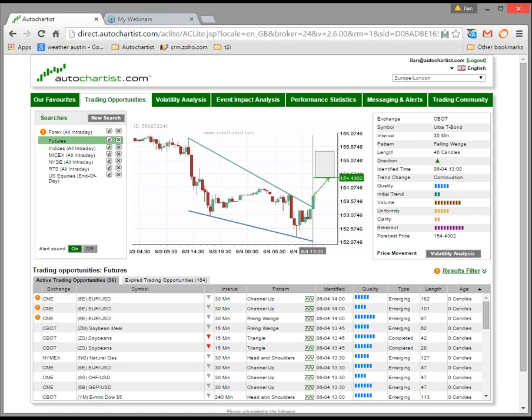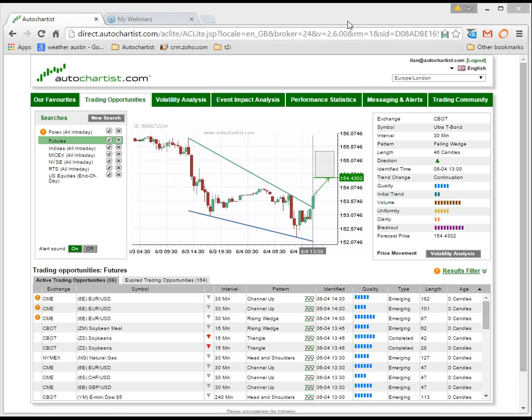I hope you can all see what I'm seeing, which is my Autochartist web application, and this is really the starting point of it all. I've selected this section at the top called Trading Opportunities, and this section is really one of the cores of what Autochartist does, and most of the other services are built around this core service.